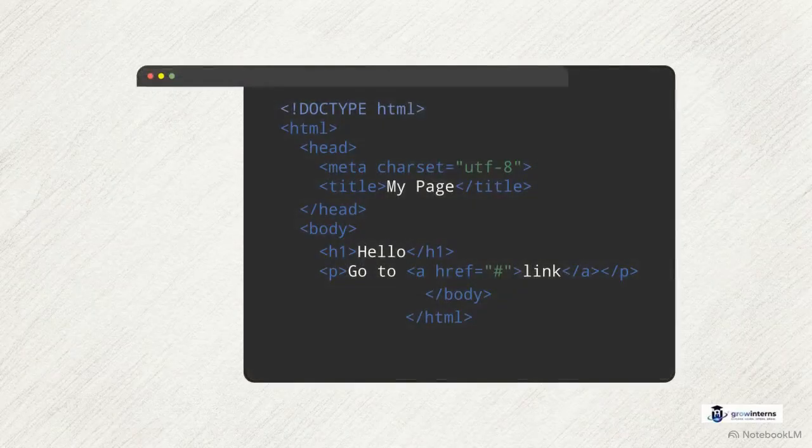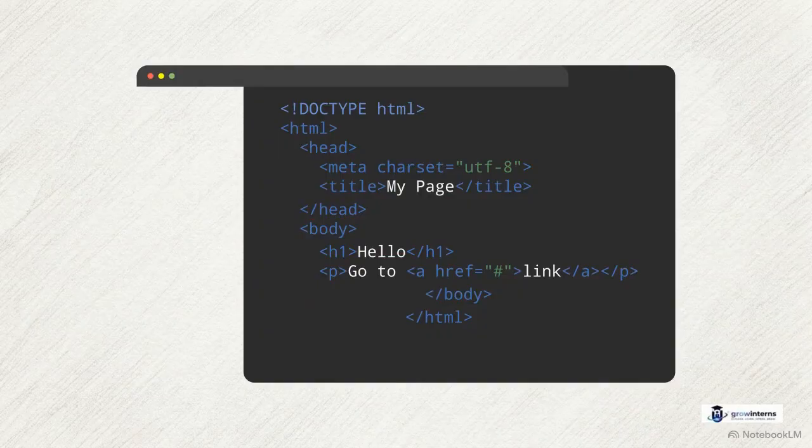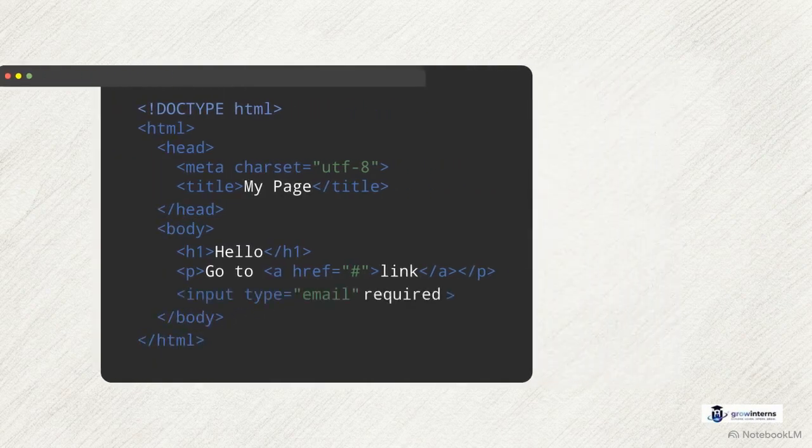Here is the structure you should have. Notice the doctype at the top, the head containing our meta and title tags, and the body holding our properly nested heading and paragraph link. Before we finish, let's add one more element to the body to look at a unique type of attribute. We will add an input tag for an email address and include the word required at the end.